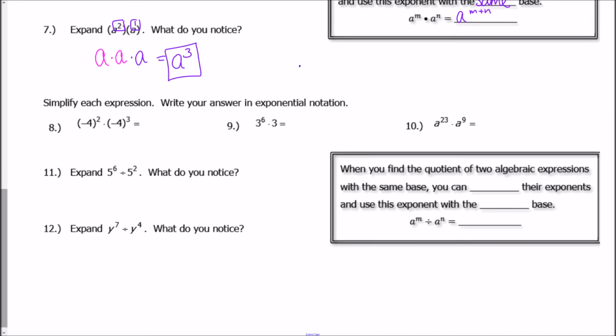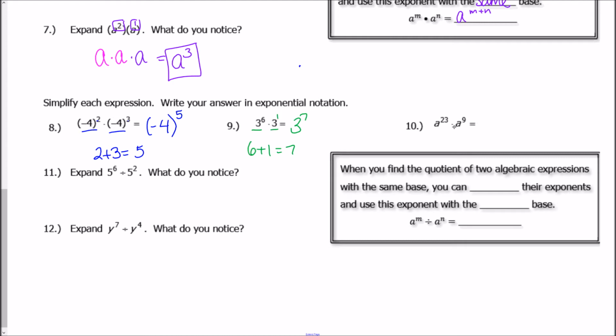So simplify each expression. The base is the same, so my answer is going to have the same base, and then I'm going to add my exponents. So 2 plus 3 is 5, so my exponent is 5. All right, in this one right here, the bases are the same, so I'll get 3, and then I'm going to add my exponents. There's an invisible 1, so 6 plus 1 is 7, so this gives me 3 to the power of 7.